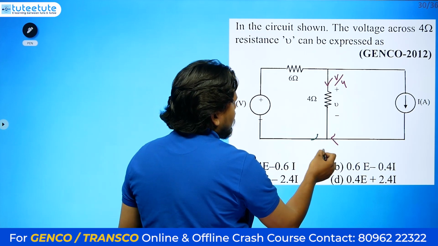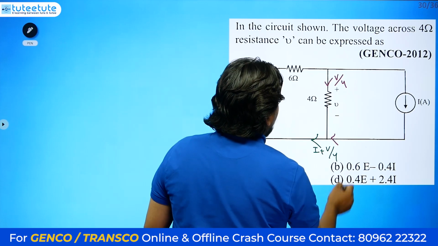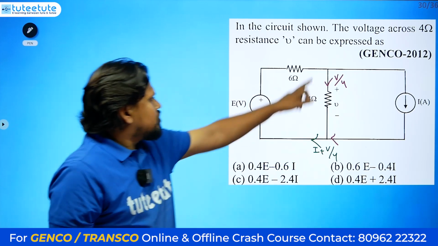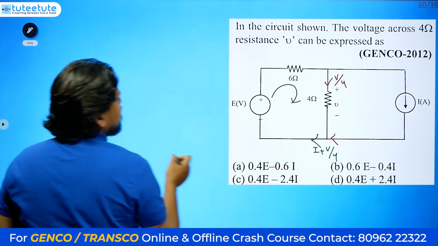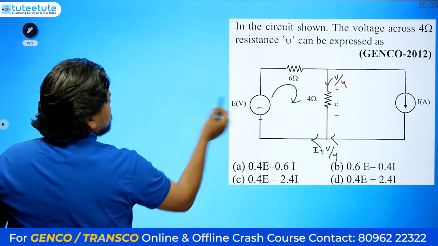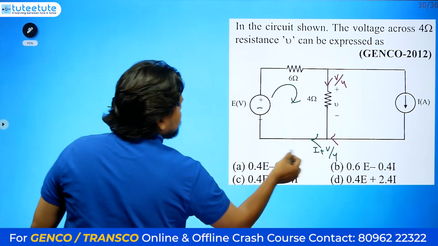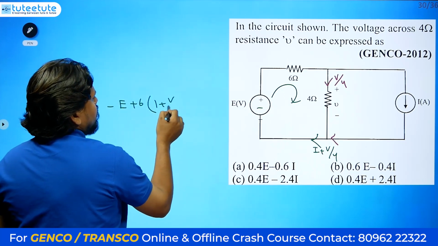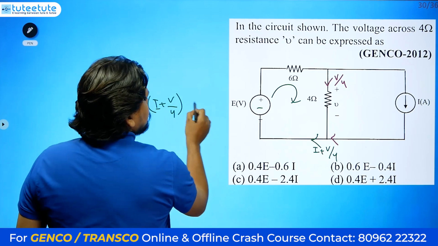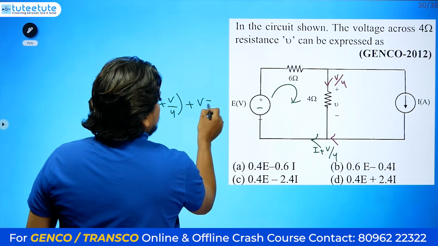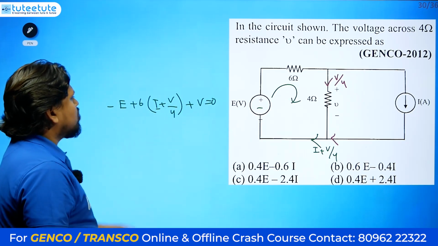So the total current here is I amperes plus V by 4. So this current and this current, now we need to write down this equation and you will get the answer. So this is minus and this is plus, so minus E plus 6 into the current, which is I plus V by 4, plus V equals to 0. The voltage across this is V only, and they are asking about this V only.